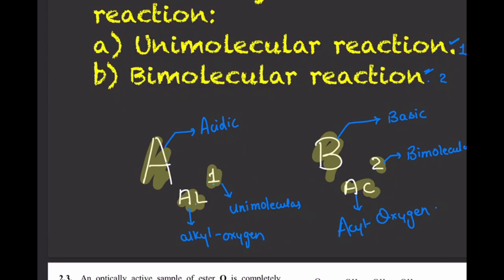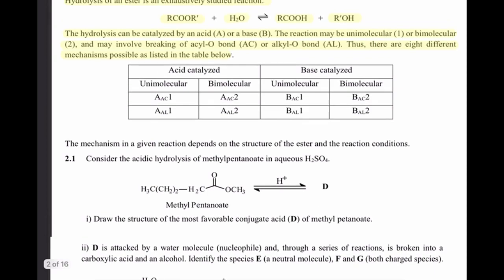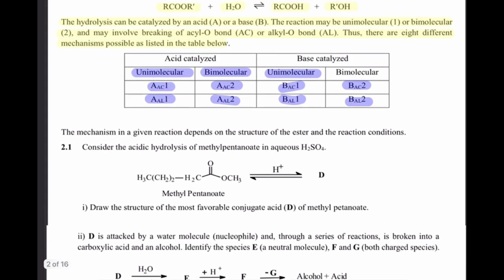So as you can see, there are 3 conditions: acidic or basic, molecularity, and alkyl or acyl oxygen bond fission. By the combination of all these possibilities, we have 8 possible mechanisms, of course theoretically, for ester hydrolysis, which you can see on screen. You can have unimolecular and acid catalyzed AAC1 or AAL1. If you go for bimolecular consideration, AAC2 or AAL2. If you take base catalyzed, then again unimolecular BAC1 and BAL1. Bimolecular is BAC2 and BAL2. So this is how the overall mechanism is.